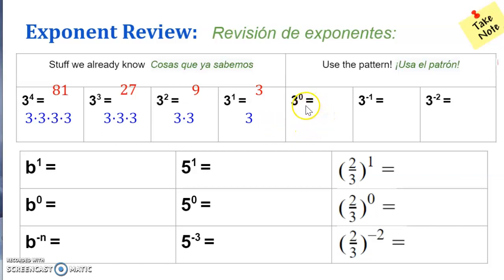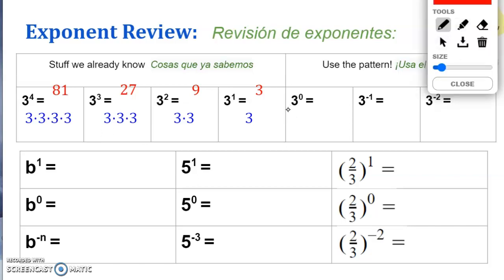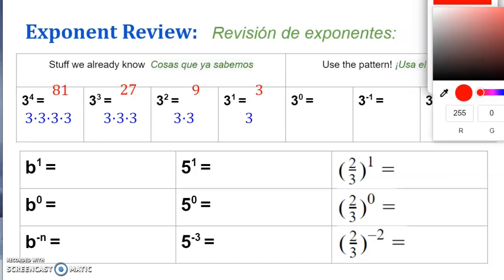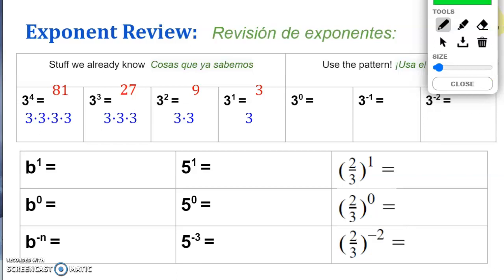Then what about 3 to the power of 0? Let's use the pattern that we know. Perhaps you recall from first semester what that is. If you do not, this is what you're going to be doing. You are going to be using the pattern. Looking at the numbers, what is happening here? We are multiplying by 3 to get to the next number.